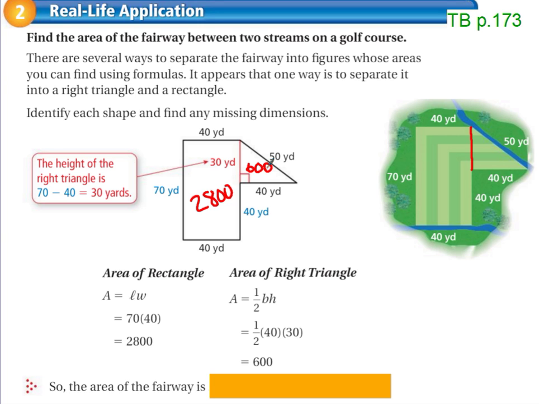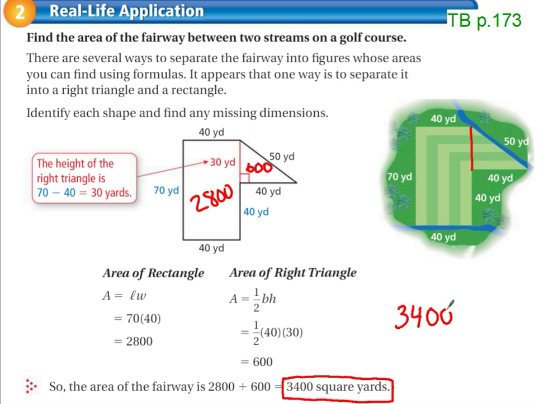If you add the 2,800 plus the 600, that gives us a total area of 3,400 square yards. Now, you can either write square yards as it is, or you can choose to do it in the opposite order and just say yards squared. Means the same thing either way.